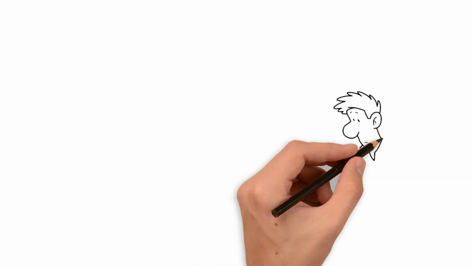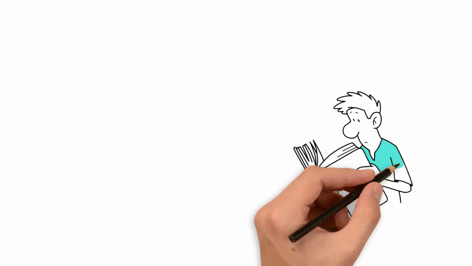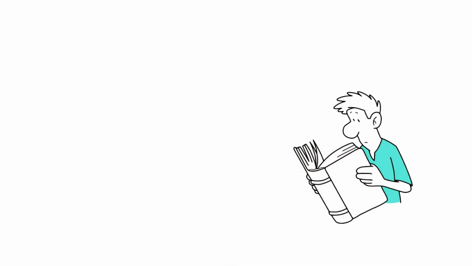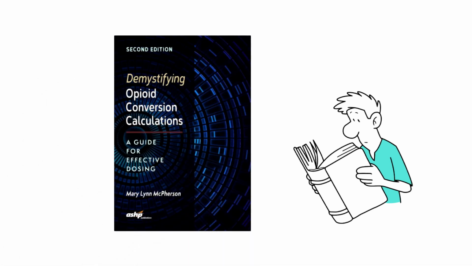I want to start off by sharing one of the best resources I've come across in opioid conversion. It's called Demystifying Opioid Conversion Calculations, written by Dr. Lynn McPherson. It includes so many examples and it really puts opioid conversion in perspective. She also made it super interesting so you won't feel like reading a dry, boring textbook at all. I have attached a link below if you would like to check it out.